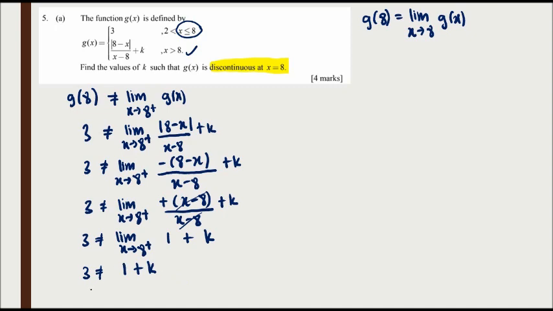And if we rearrange this, k is not equal to 2. So this is the value of k. k can take all values except for 2 because it is discontinuous at x equals 8. So this is for question 5 part A.